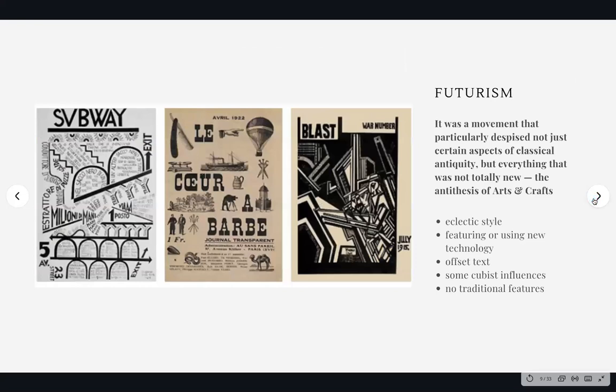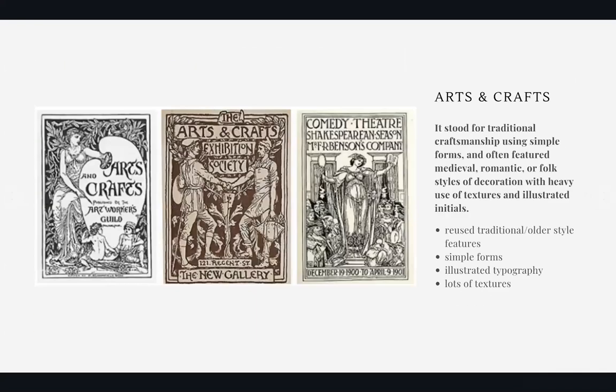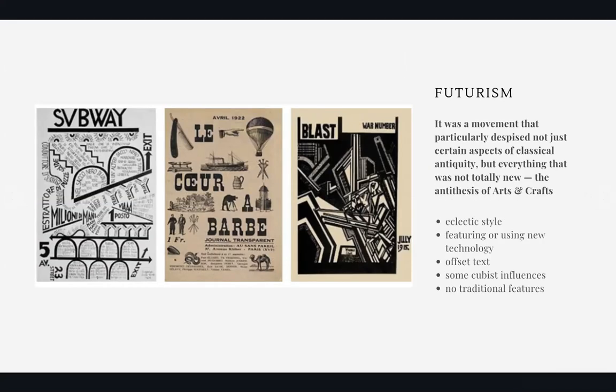Futurism. Now, futurism is a movement that particularly despised not just certain aspects of classical antiquity, but everything that was not totally new. It's like an antithesis of arts and crafts. So obviously, this form was a departure from arts and crafts. So you can still see elements of arts and crafts in this, right? For example, you can see the black and white, you can see the monotone, right? Very similar with futurism, except of course in futurism, the shapes are very different and the style is eclectic.